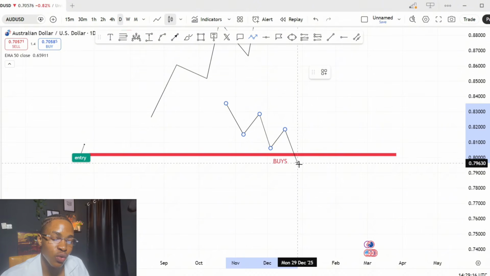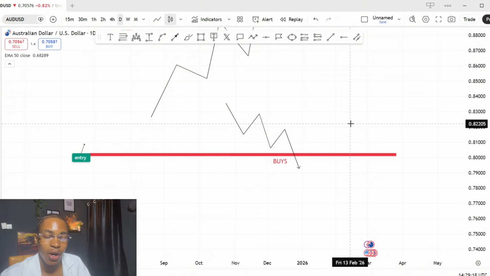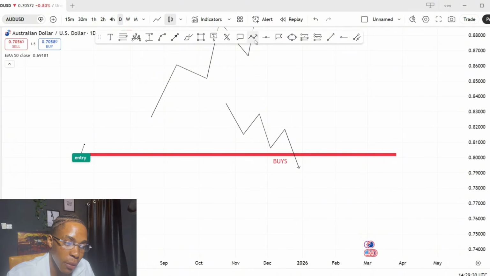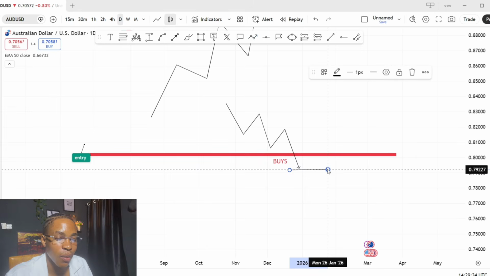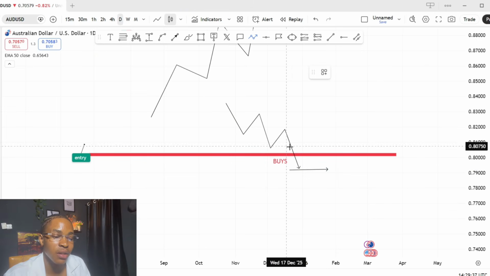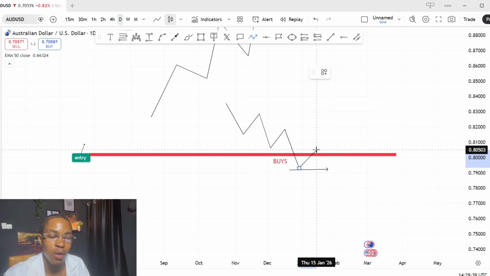What would you do? Would you sell here at this point in time? I'll give you 5 seconds to answer this question. 1, 2, 3, 4. If you said yes, you're going to sell here, you are completely wrong. Why? Because if you enter for a sell here, number one, you have to wait for this lower low push.